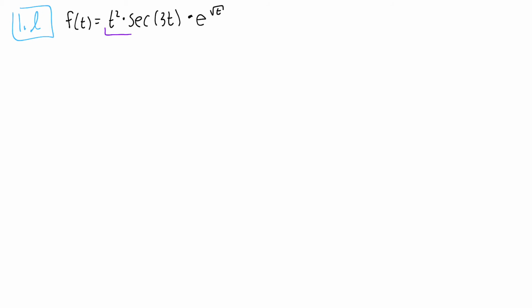So starting out, you have to separate this into a big F and G. So you have to lump it somehow. You could lump these guys together, or you could lump these guys together. You could even lump these two together and put the other one as the F or G. But I'm going to lump t squared secant 3t together, and then e to the square root t will be on its own. So we have F is equal to t squared times secant of 3t. And to do this derivative, we need to do product rule.